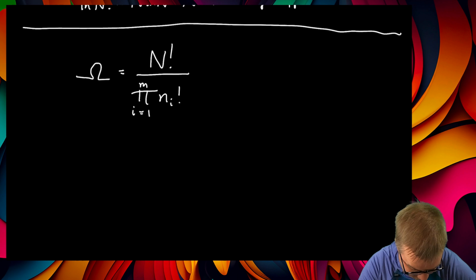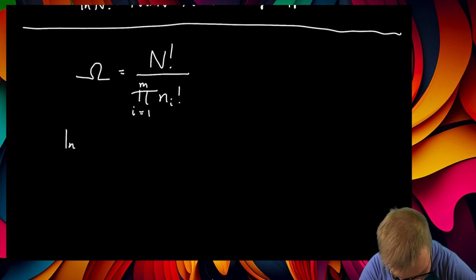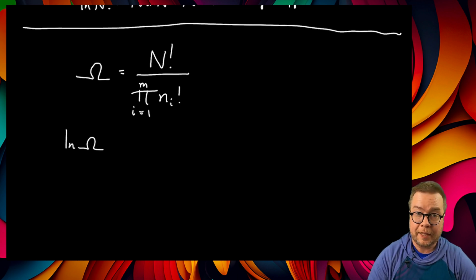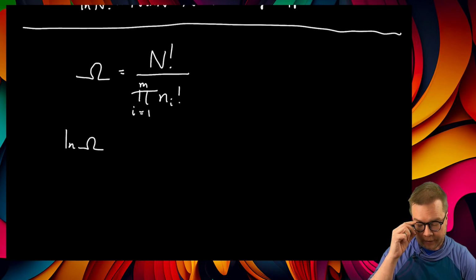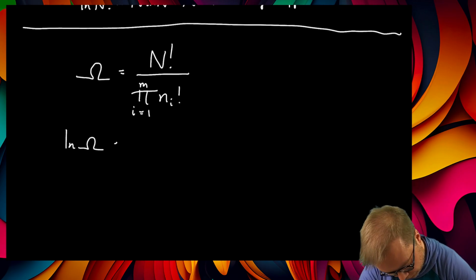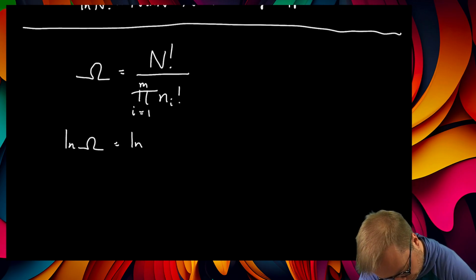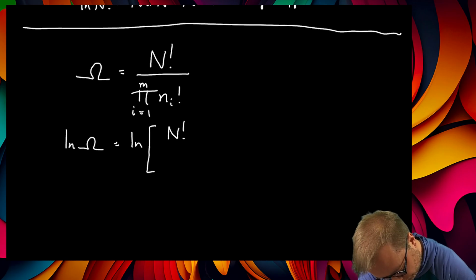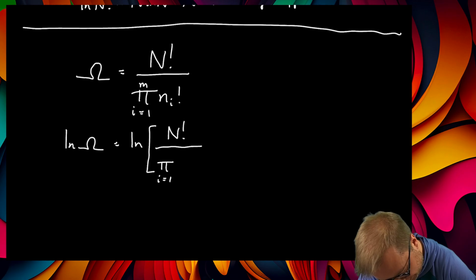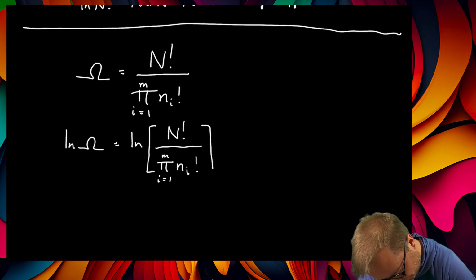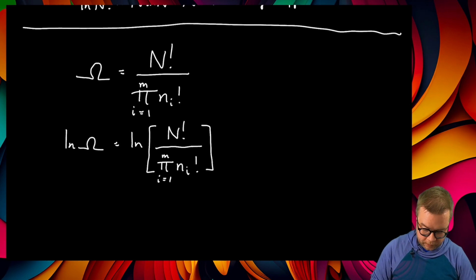So log omega, which I claim is related to entropy. That's in the Boltzmann formula, would be the logarithm of n factorial divided by the product from i equals 1 to m of n sub i factorial. Okay, so we've got that.